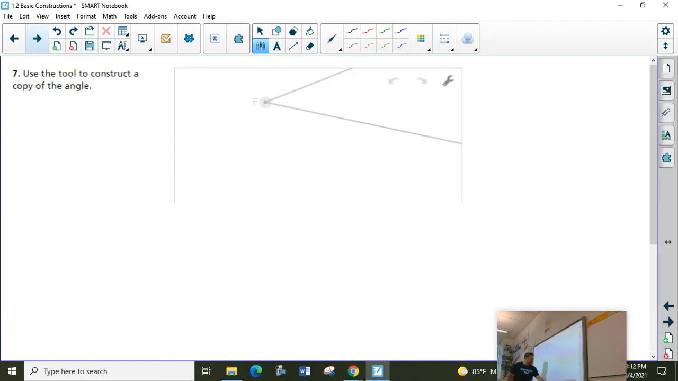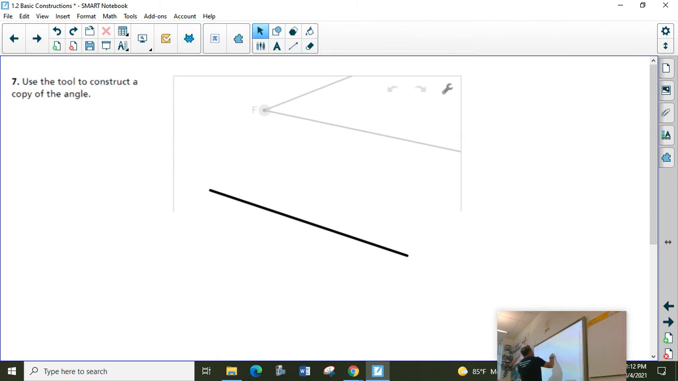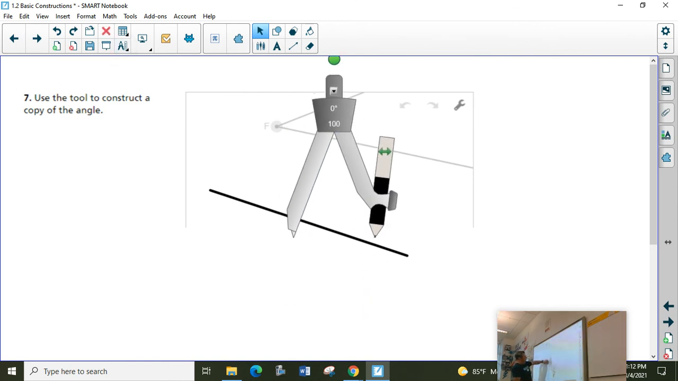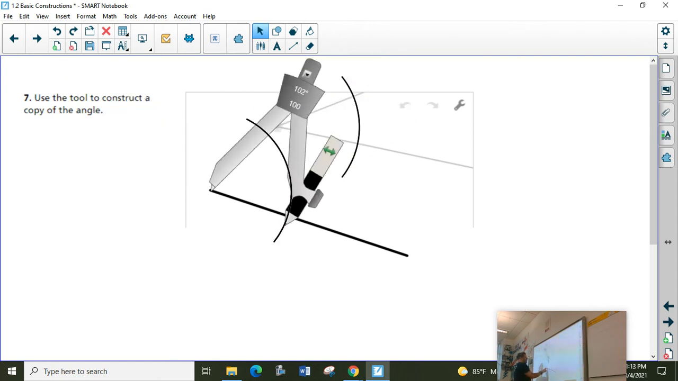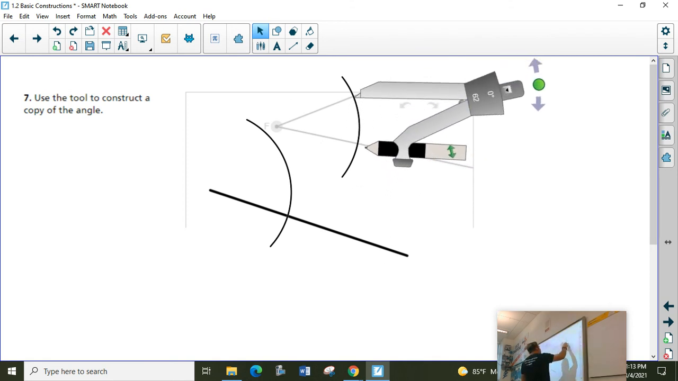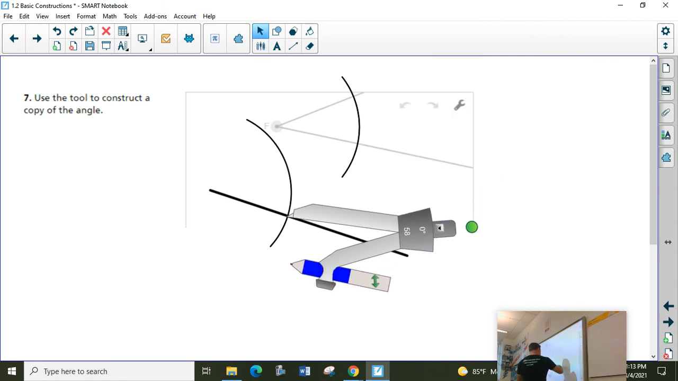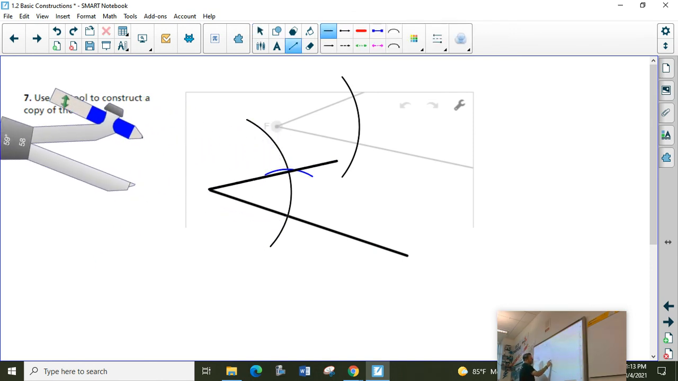Use this tool to copy an angle. So we have to copy that angle. I'm going to take my compass again and make my arc. Remember the step that everyone forgets. I'm going to go from here to here. Boom, copy the angle.